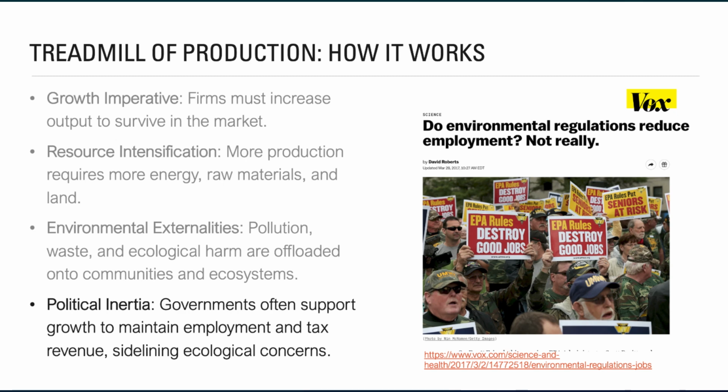Now, finally, the treadmill of production operates through political inertia. What does this mean, political inertia? Well, governments are often reluctant to challenge the treadmill because growth is tied to their political legitimacy and popularity. Proposing limits on production or consumption is seen as risky, even unpatriotic, especially if elections are coming up. Environmental regulations inevitably get watered down, delayed, or ignored in favor of short-term economic gains.